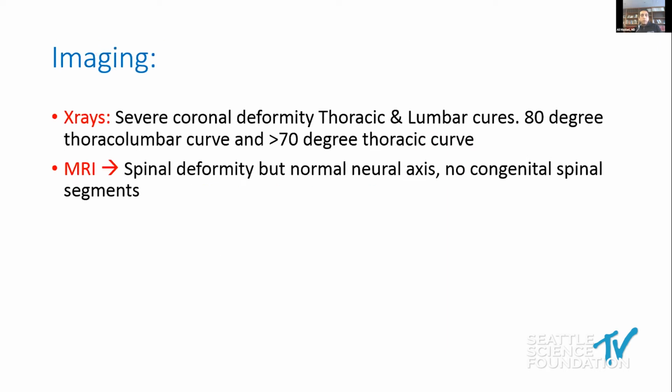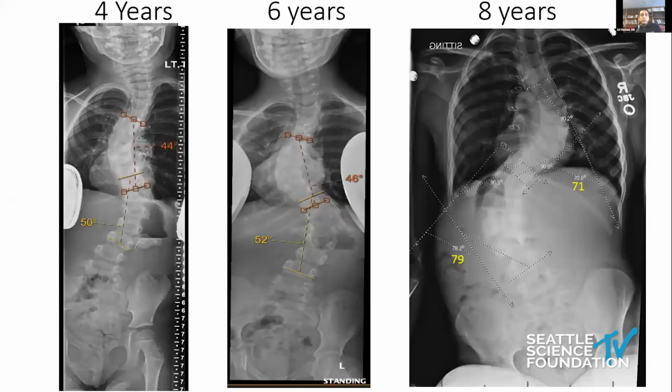So imaging that was taken at the time showed a thoracic and lumbar curve, 80 degrees of thoracolumbar and about 70 degrees of thoracic. MRI did not show any neural axis problem. So I just put those slides here to show that initial presentation can really vary over time.